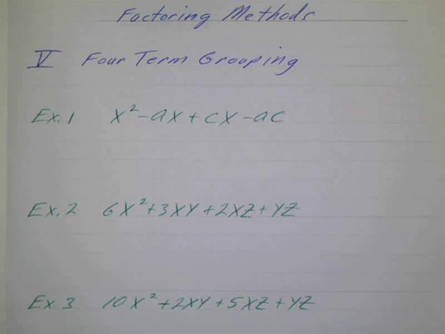Okay, this is number 5 in our factoring methods, Roman numeral 5. This is 4-term grouping. We've got lots of different groupings and we've got complex groupings, but this is a 4-term, and this is going to be very important when we do method number 6, so that's why we spend a little time on it.